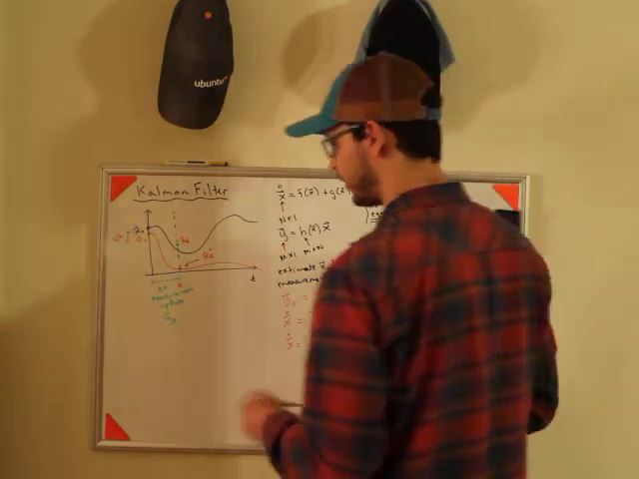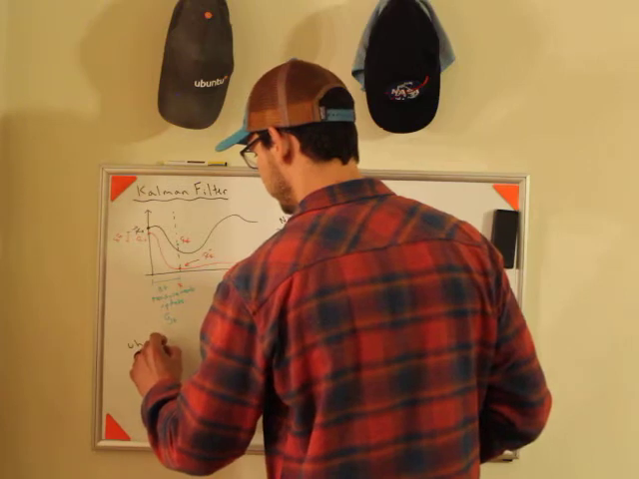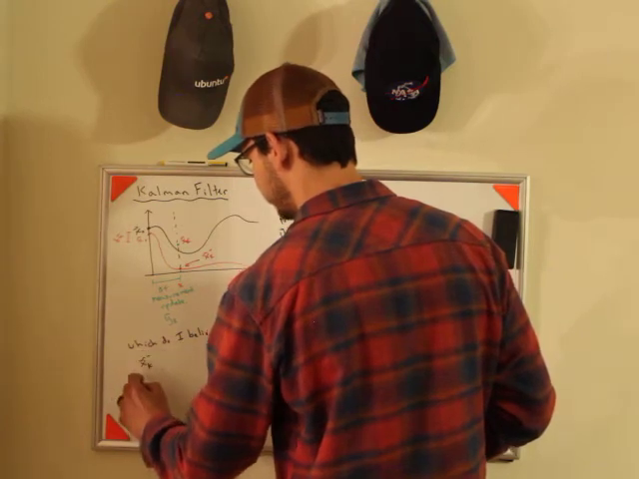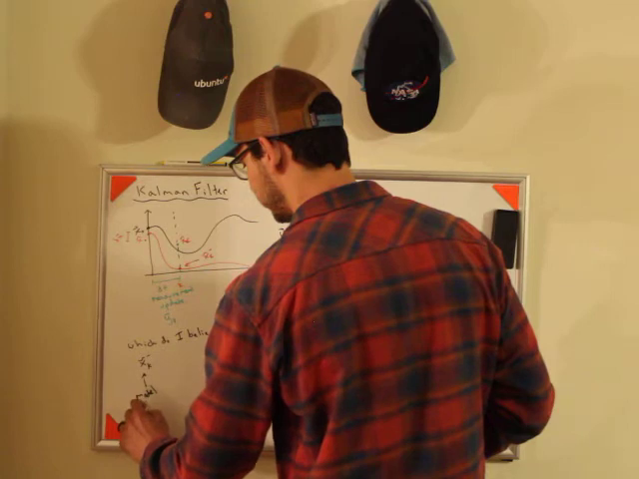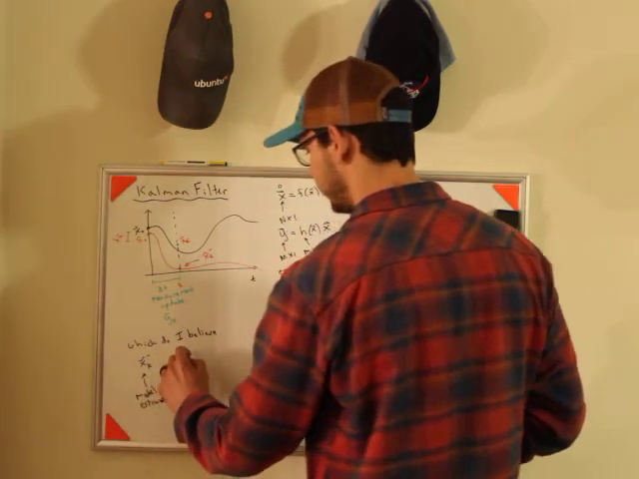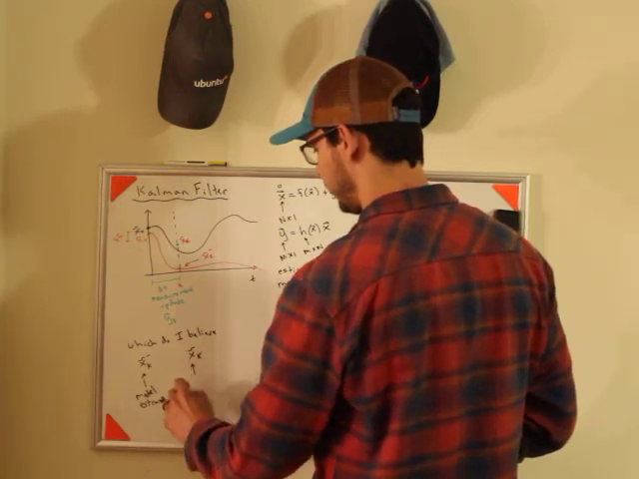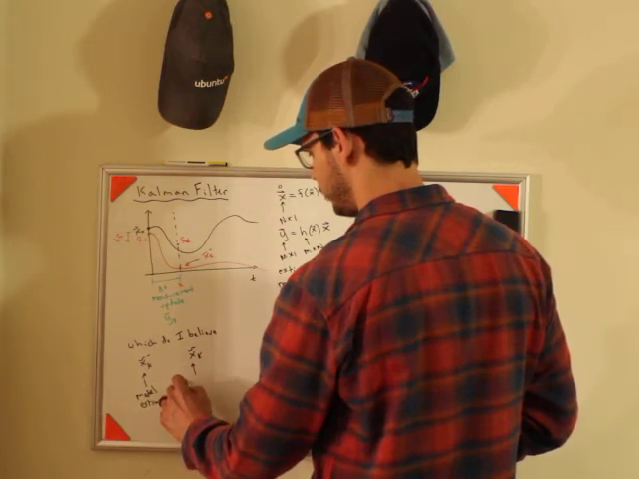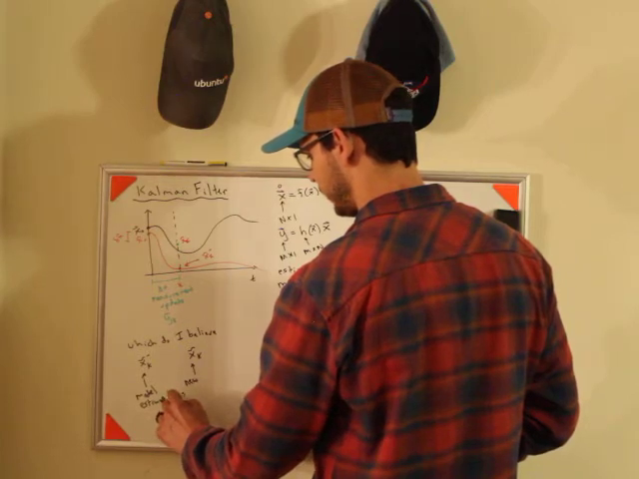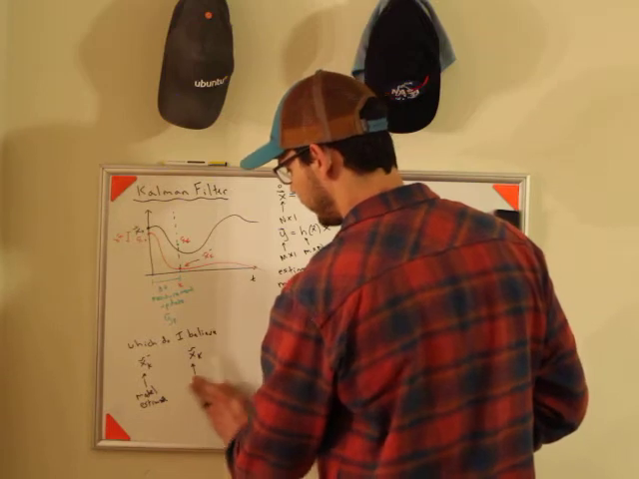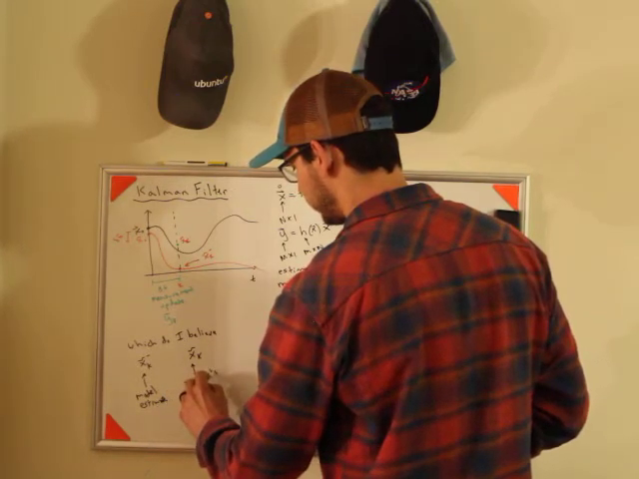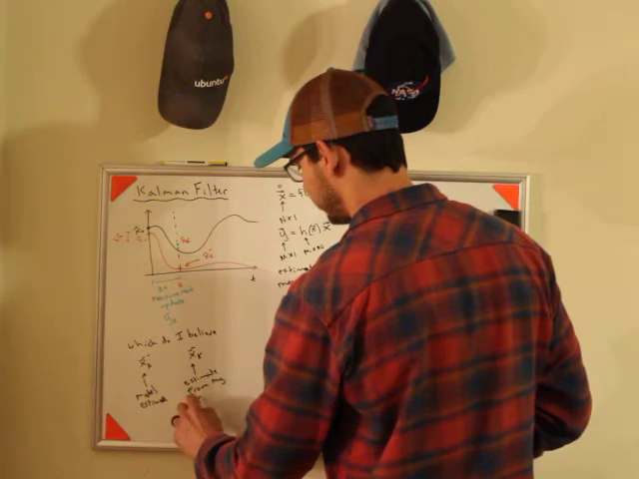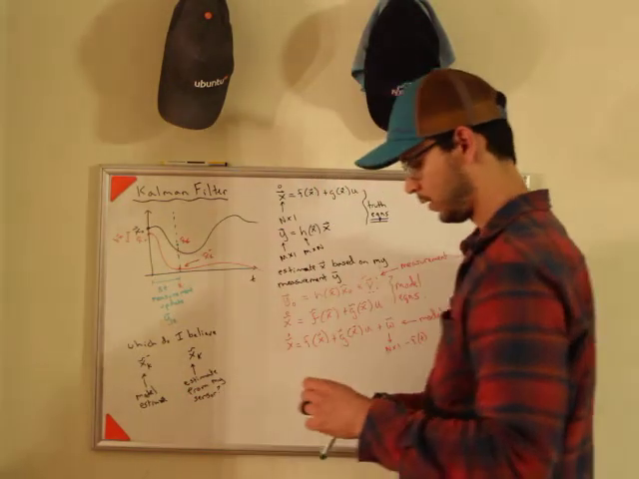And so the question you have to ask yourself is, which do I believe? Do I believe xk minus, which is my model estimate, or do I believe xk tilde, which is my new estimate from my sensor measurement? Which one do I believe?